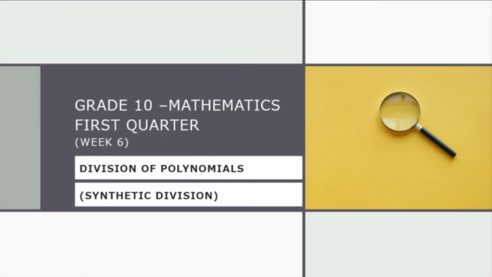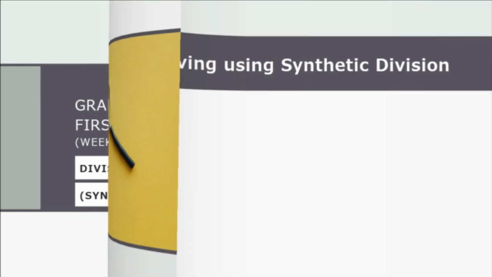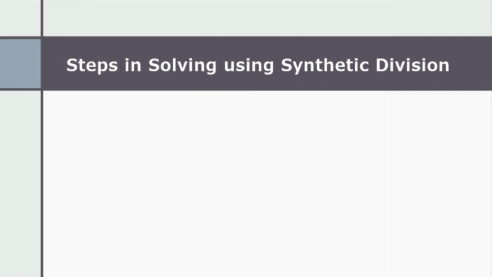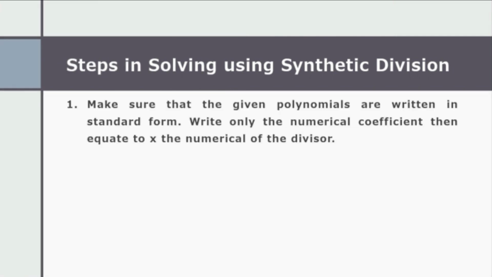Now, let's talk about the other method in dividing polynomials. We have the synthetic division. A synthetic division is the shortest way of dividing polynomials using addition and subtraction as an operation. Here are the steps in solving using synthetic division. Number 1, make sure that the given polynomials are written in standard form. Write only the numerical coefficient, then equate to x the numerical of the divisor.